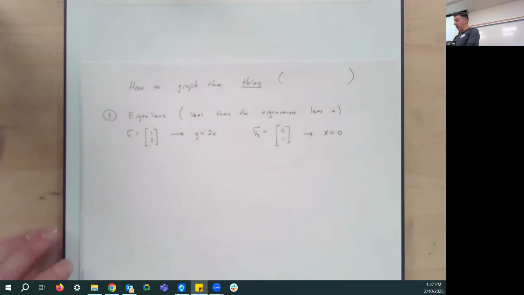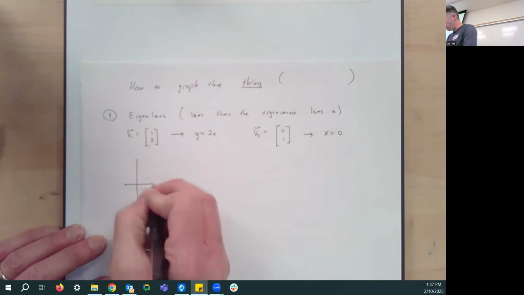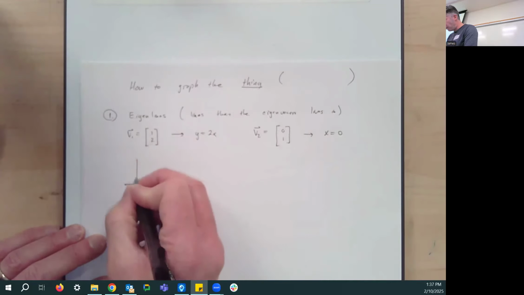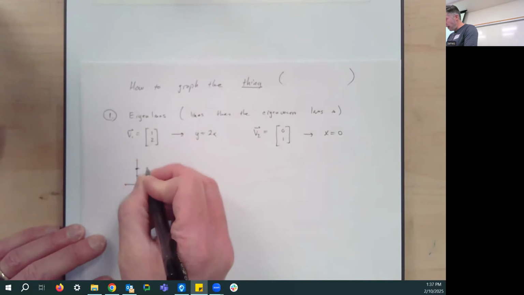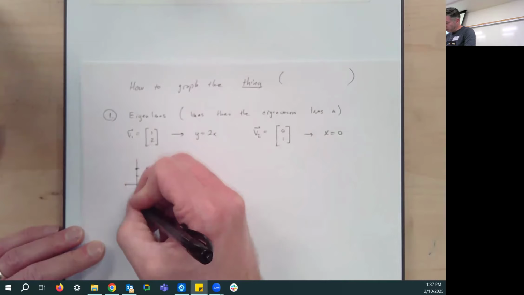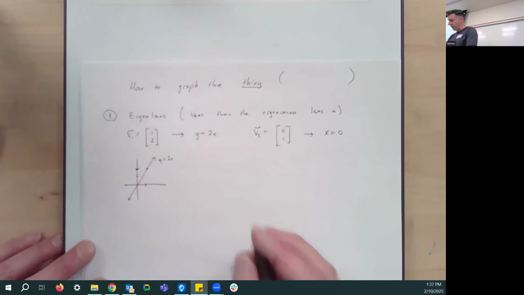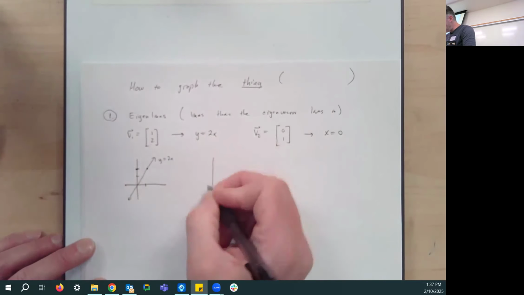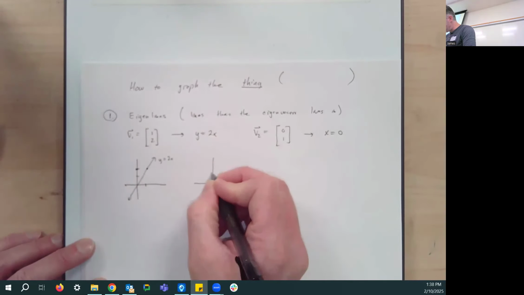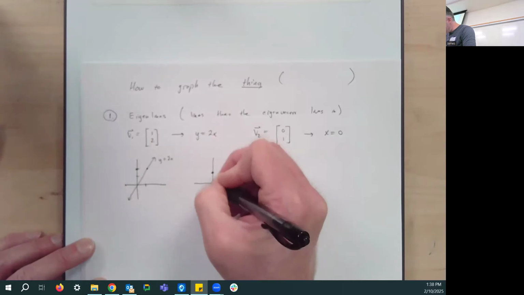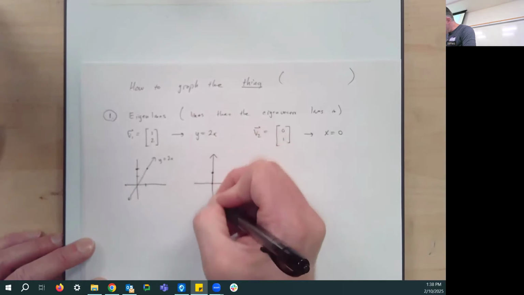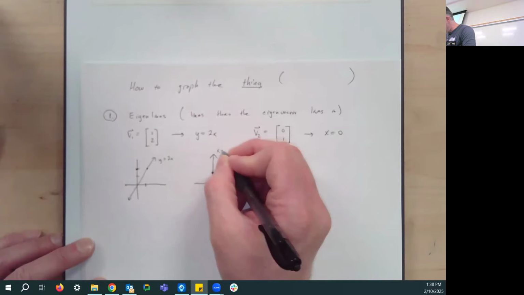It might even help if you graph them. For the vector (1, 2), I'm literally going over 1 and up 2. I can see that if I draw the line through that, that's the line y equals 2x. Similarly, if I draw the line that goes from the origin to the point (0, 1), that's just the line that goes straight up and straight down, which is x equals 0.